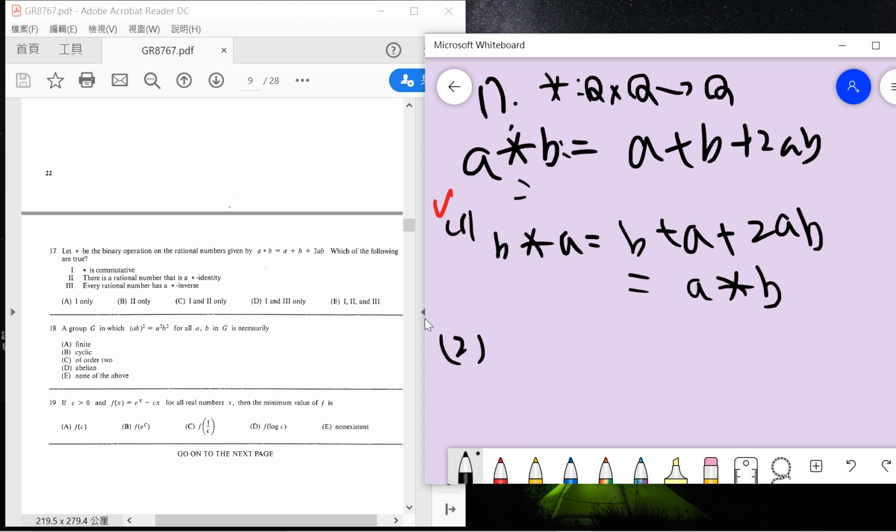Second, is there a rational number that is the identity for this star? So basically, he's asking whether you can find a B such that for any A, A star B is A. This is simple: you just choose B to be 0, then you have A plus 0 plus 2A times 0, so this is A. Correct.